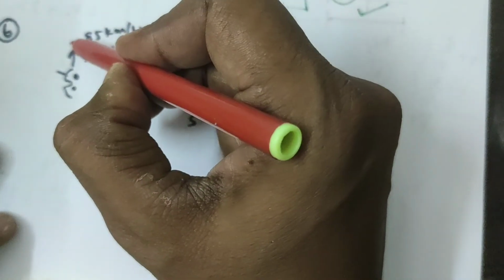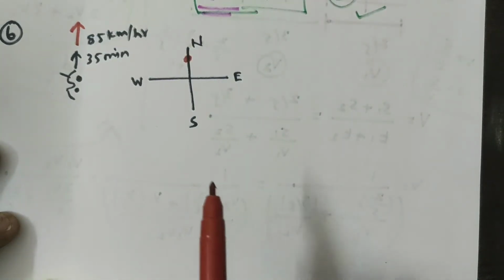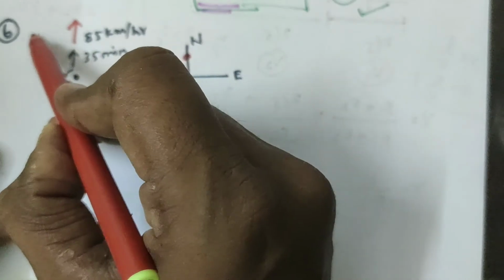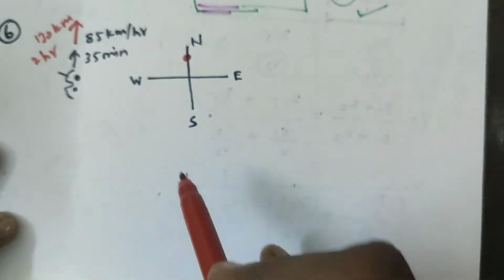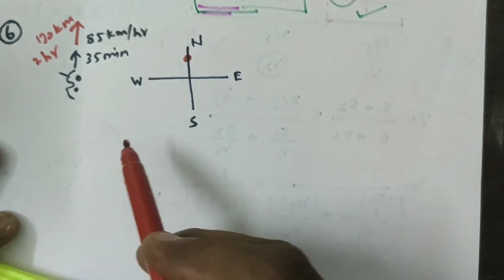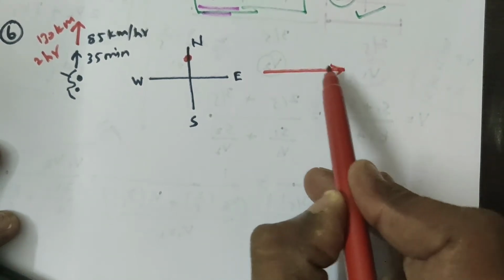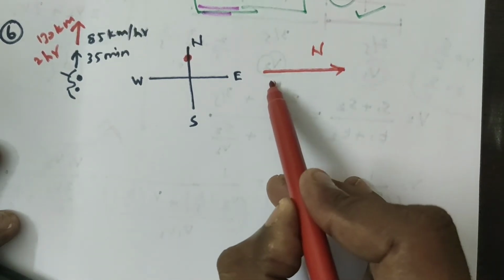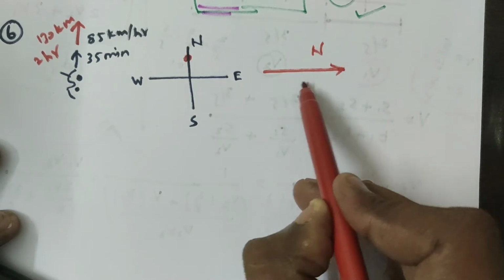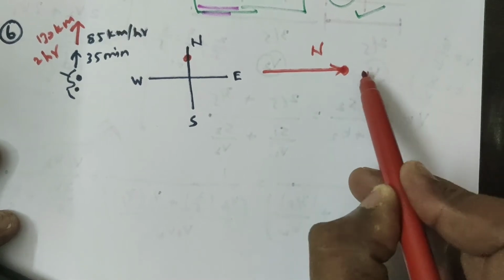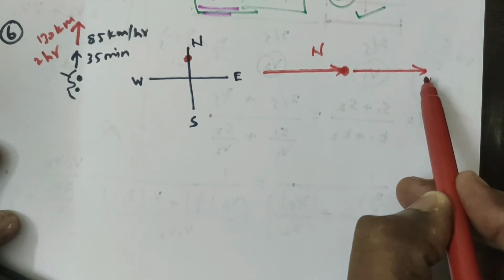After that again he continues in the same path. After the rest he continues the same path. He covers 130 km in 2 hours. So he didn't change the direction. For understanding purpose, I will draw here. For example, this is north. First of all, he travels at 85 km per hour speed for 35 minutes. After that, he takes rest. Again he continues the same path, 130 km in 2 hours.